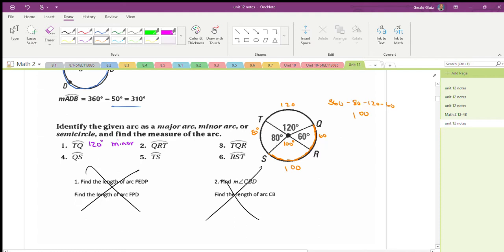So now if I go from Q to S, 60 plus 100 is 160. So this would be 160 degrees. And like we said before, that's a minor arc.